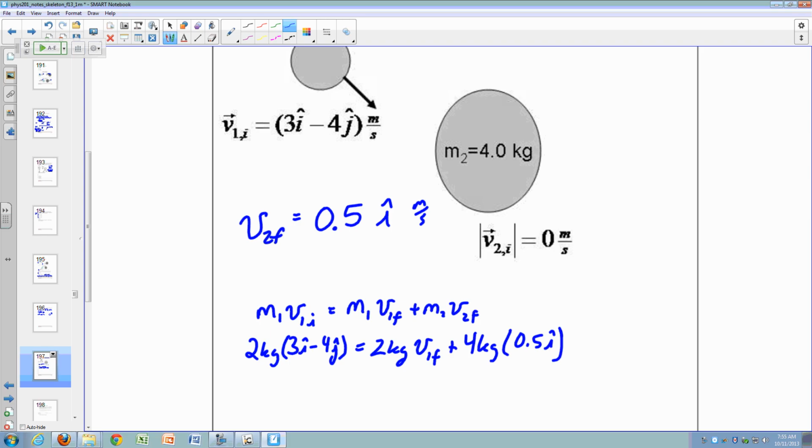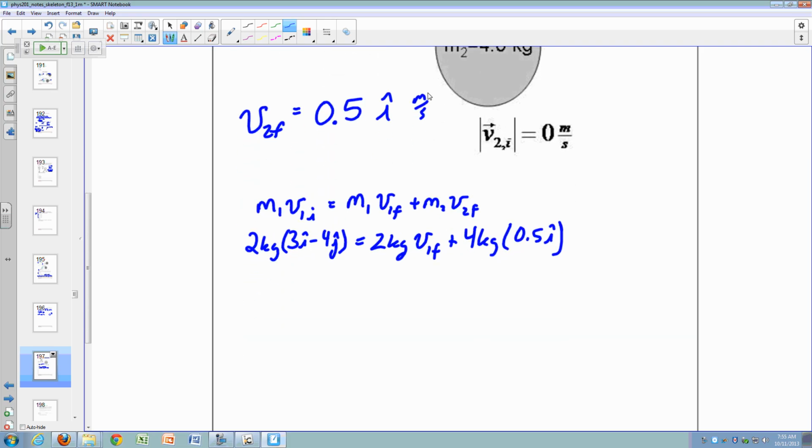An answer, anybody? 2I minus 4J. Do y'all agree? 2I minus 4J? Let's check it out. That's pretty easy, right? I get 2I. Well, let's see.